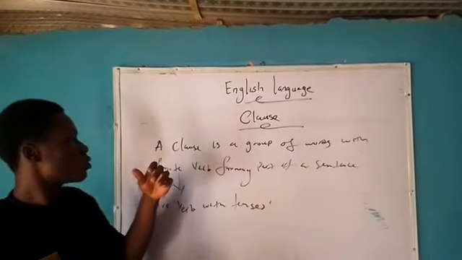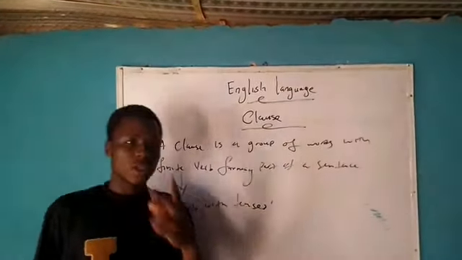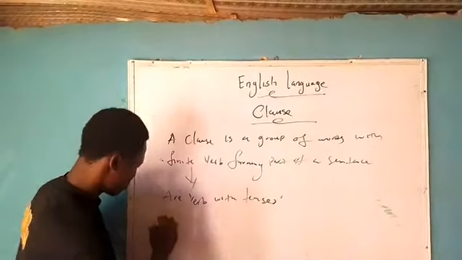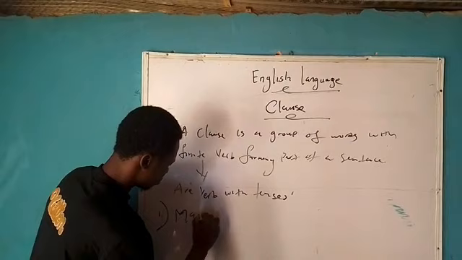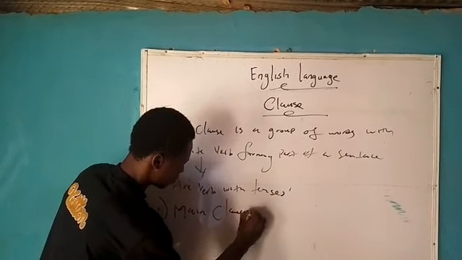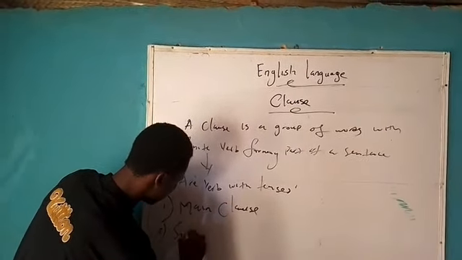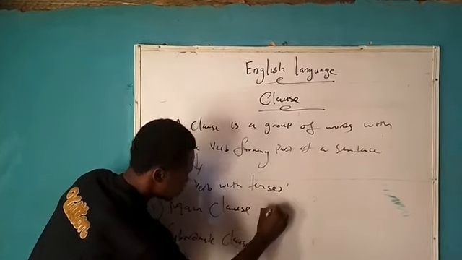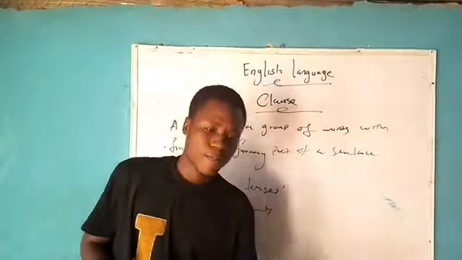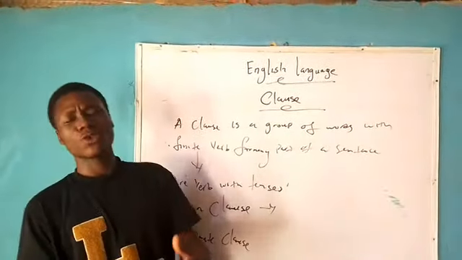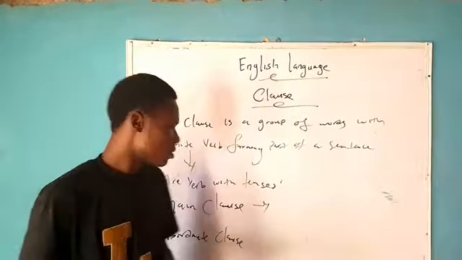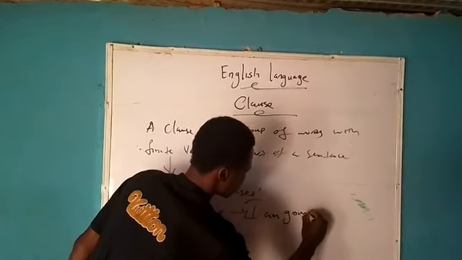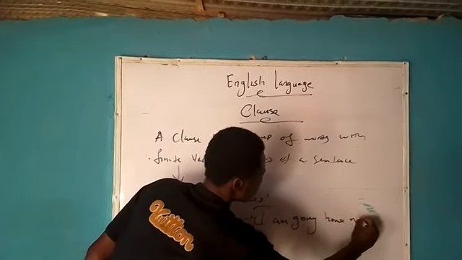Now let's move on to the types of clause we have. There are two types of clause. We have the main clause and the subordinate clause. When we are talking about a main clause, these are the type of clause that can stand on their own. Example, I am going home now. I am going home now is a main clause.